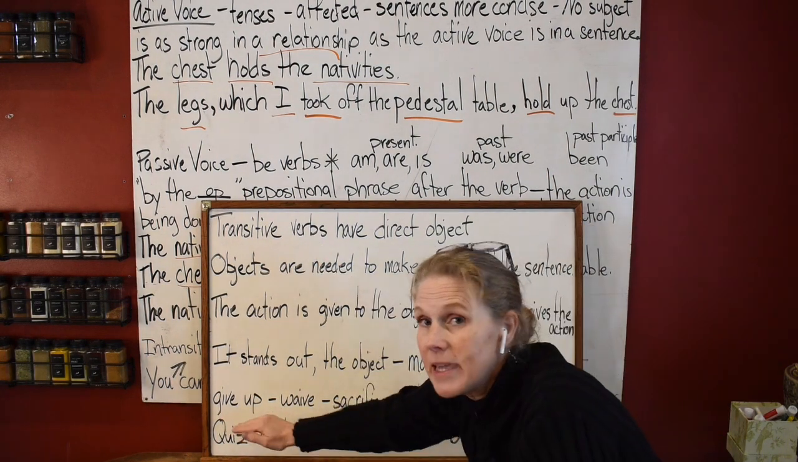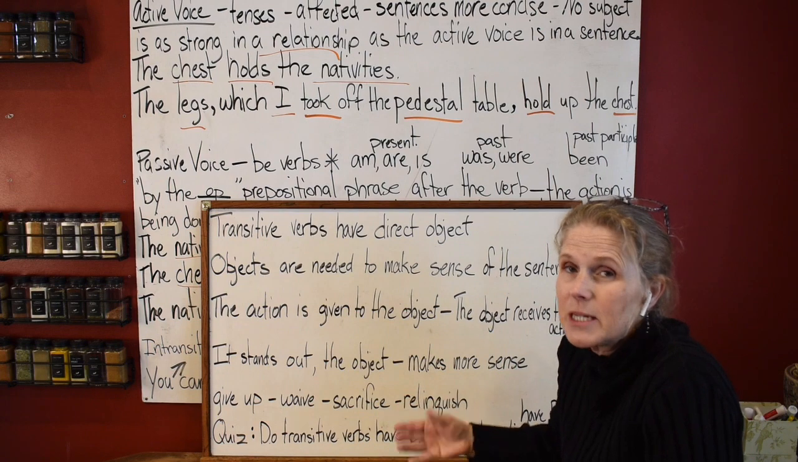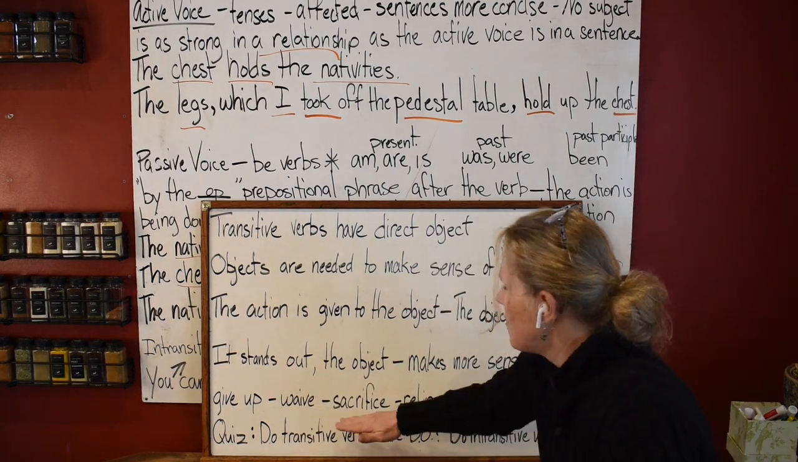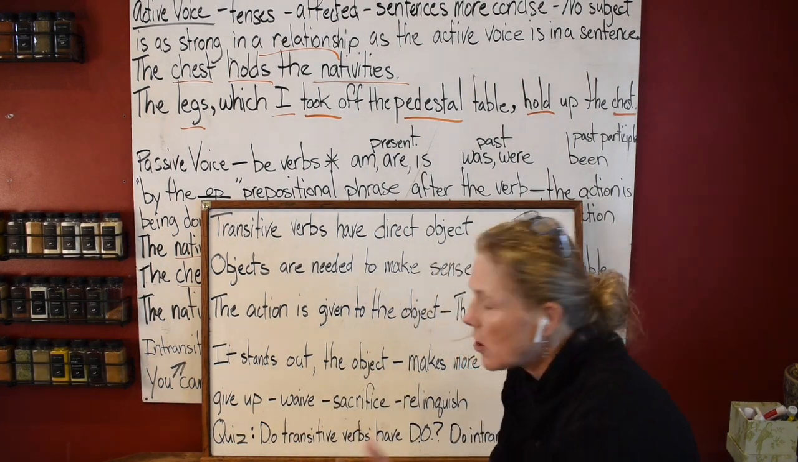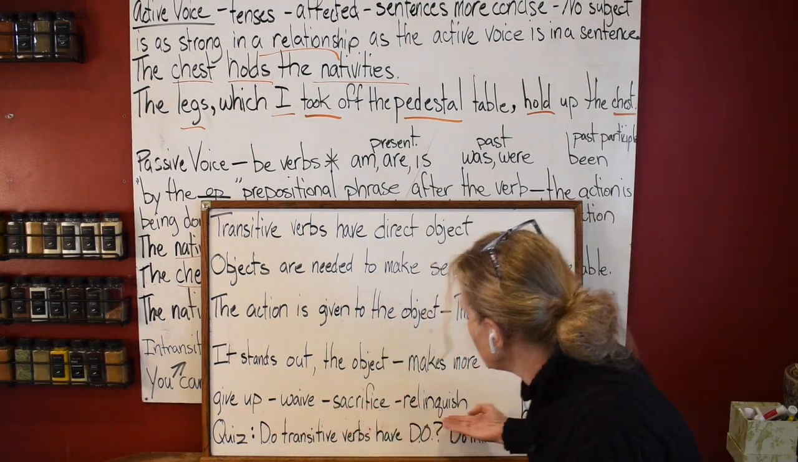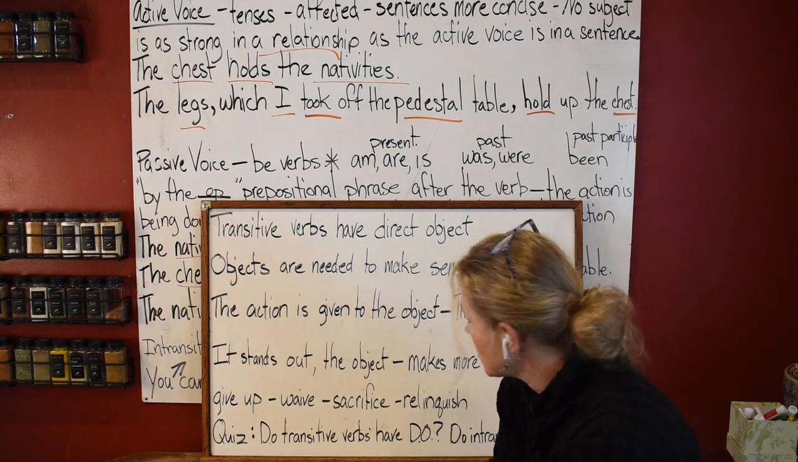With that in mind, transitive verbs give up something. They waive something to give to their direct object. They sacrifice something to give to the direct object. All of these words you can think of, they relinquish something from themselves to give to the direct object.